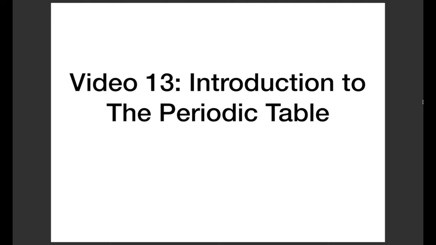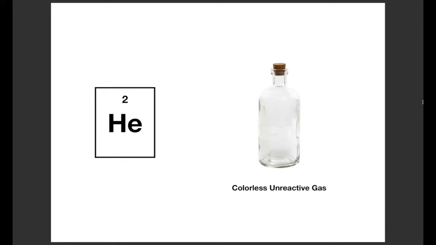In this video, the periodic table will be introduced. Let's start with the lightest element, hydrogen, and progress up stepwise in atomic number. The next element is helium. Helium is a colorless, unreactive gas.